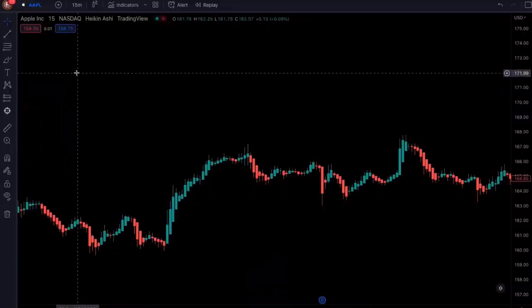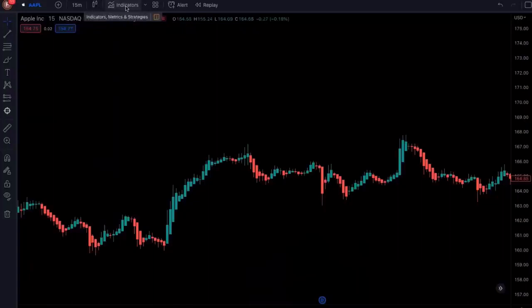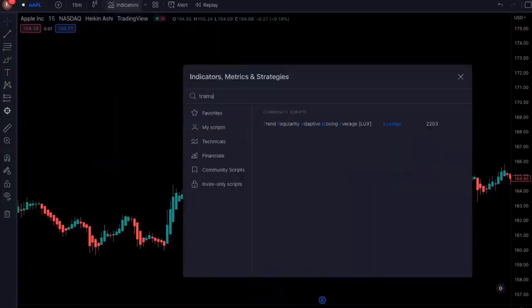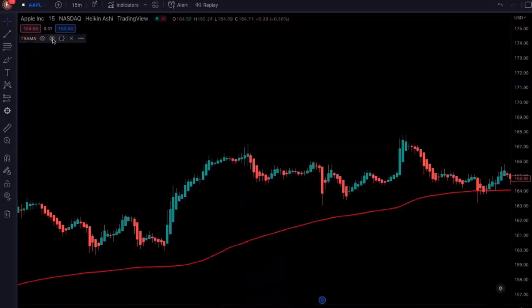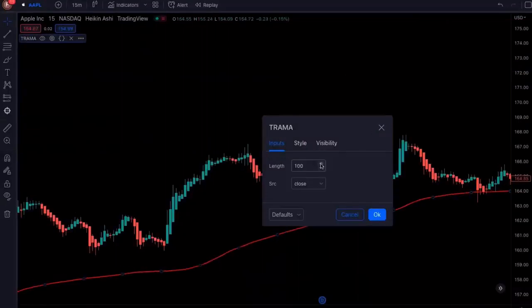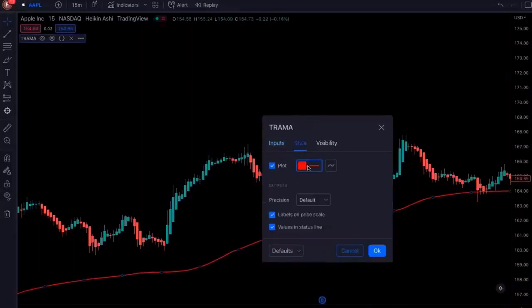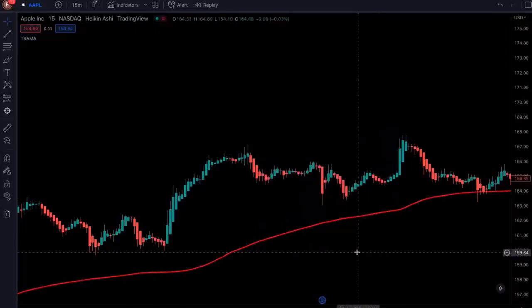The two TradingView indicators that this uses are both absolutely free, so you can add them even with your free account. The first indicator we're gonna add is called the TRAMA, the Trend Regularity Adaptive Moving Average, by Lux Algo. Click on it. We're gonna make some changes to this. Let's go into settings. You're gonna change the length from 99 to 100, and then the source, the SRC, instead of close, we're gonna change that to open. And then in style, we're gonna thicken the line a little bit so it's easier to see. Click OK. So the TRAMA is set.